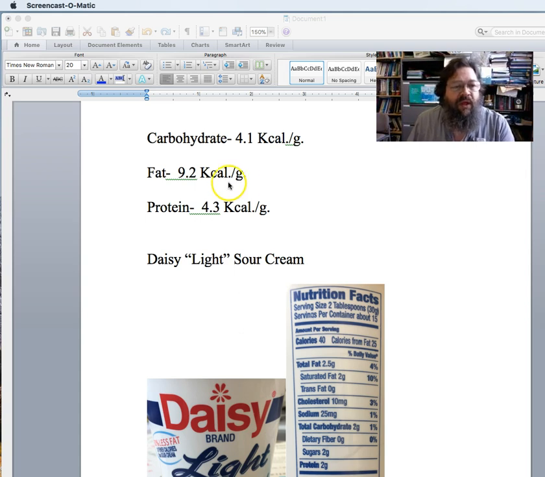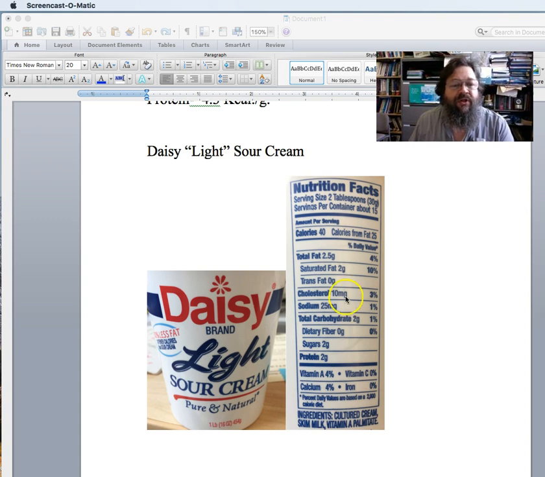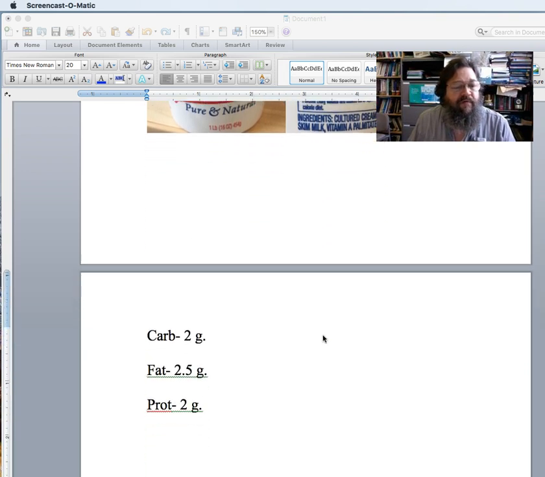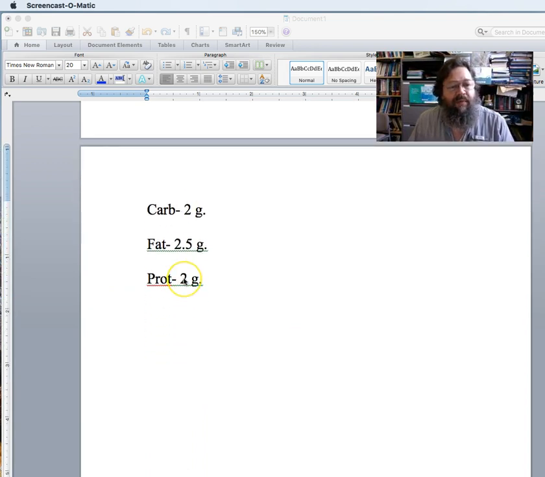So when you make this calculation, the first thing you need to do is look at the nutrition label and find total fat here, 2.5 grams, total carbohydrate here, 2 grams, and the protein is 2 grams. So if I put that in my calculations here, starting off with 2 grams carbohydrate, 2.5 grams of fat, 2 grams of protein, the first thing we'll have to do is convert that into kilocalories.